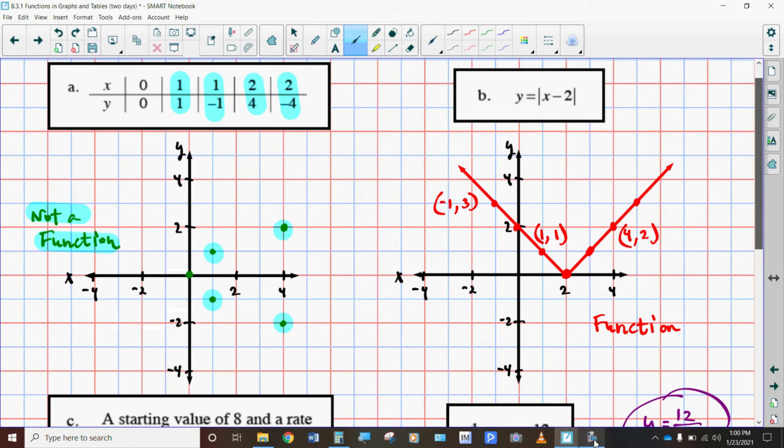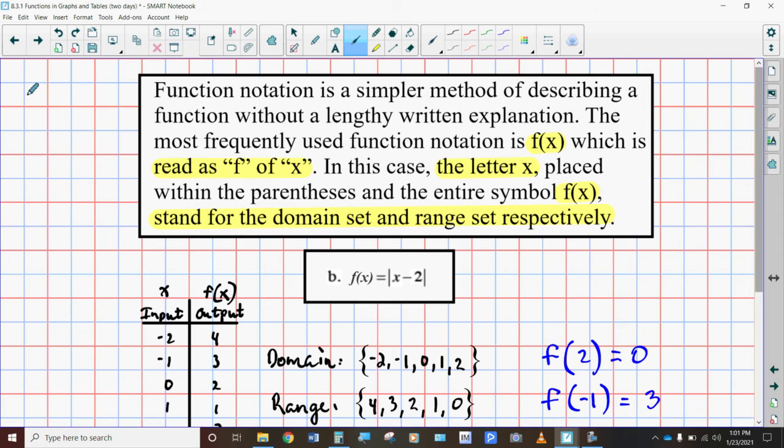All right, which brings us pretty close to the end here, but I do want to explain why we would use function notation. Now, I'm not going to ask you to use function notation in 8th grade, but it definitely comes into play in 9th grade and high school math. So let's take a look at this. It says function notation is a simpler method of describing a function without a lengthy written explanation. The most frequently used function notation is f of x, which is read as f of x, right? So in this case, the letter x placed within the parentheses and the entire symbol f of x stand for the domain of the set and the range of the set, respectively.